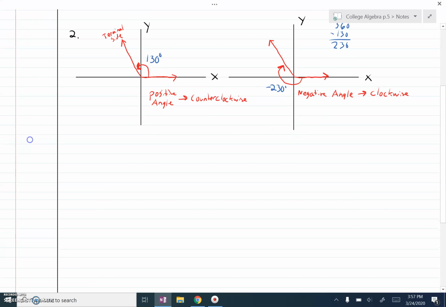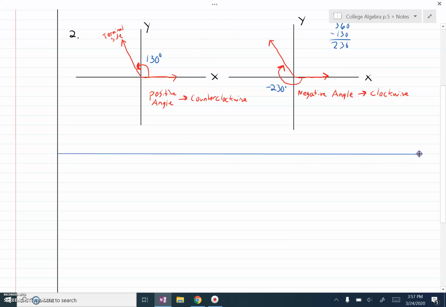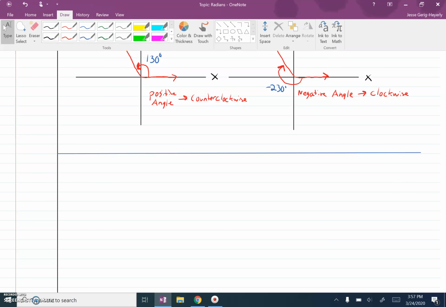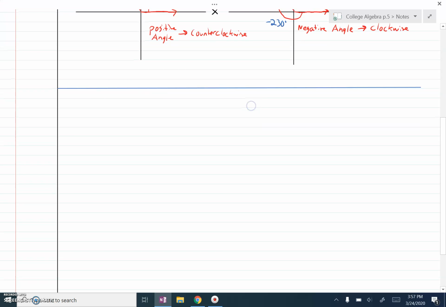Okay, so let's look now at radians. That's the basics about just what an angle is and how it can look on a coordinate plane. But let's look briefly here at radians. Like I said earlier, radians are another way to measure an angle.